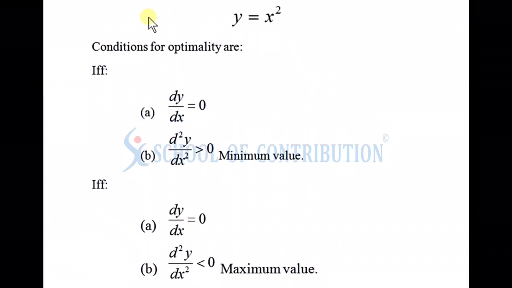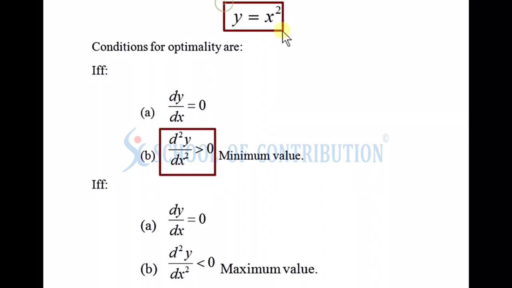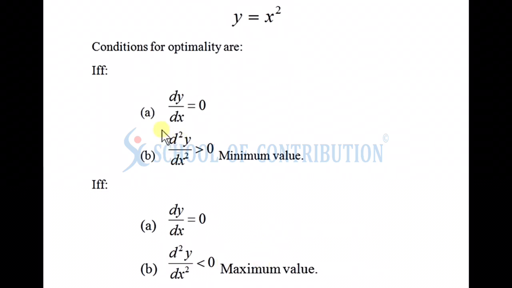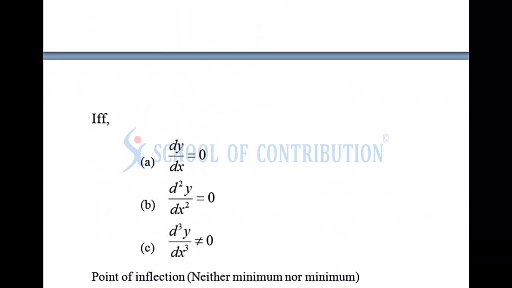That means if we recap, we say if the second order derivative is positive, we can say minimum value function. If it is negative, then we can say this is a maximum value function. And if the second order derivative is 0, then we say it is neither maximum nor minimum, it is unspecified, or you can say point of inflection case.